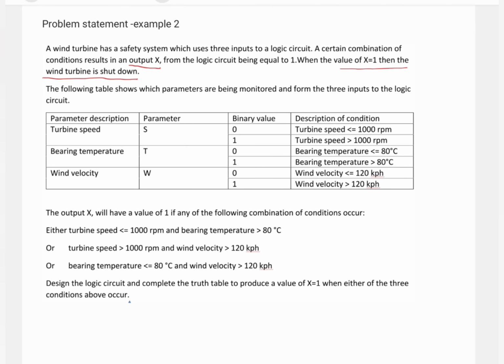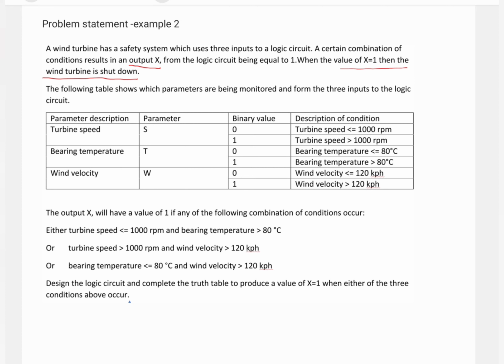And if you look at it closely, when S is 0, the turbine speed is less than or equal to 1000 rotations per minute. When S is equal to 1, the turbine speed is greater than 1000 rotations per minute. That simply means for each parameter there are 2 values and the value is directly related to the condition. So how do you solve this whole question? Let's say the output X will have a value of 1 if any of the combinations are true.